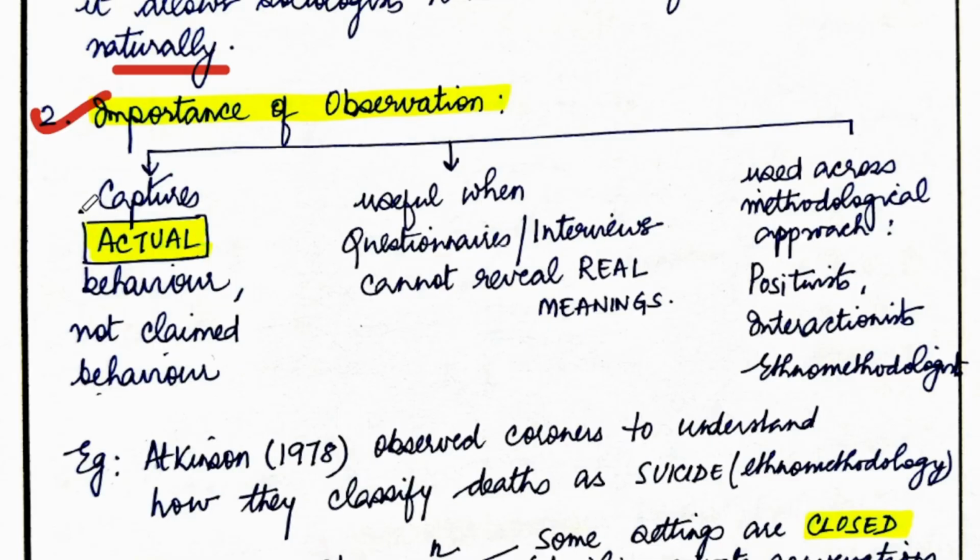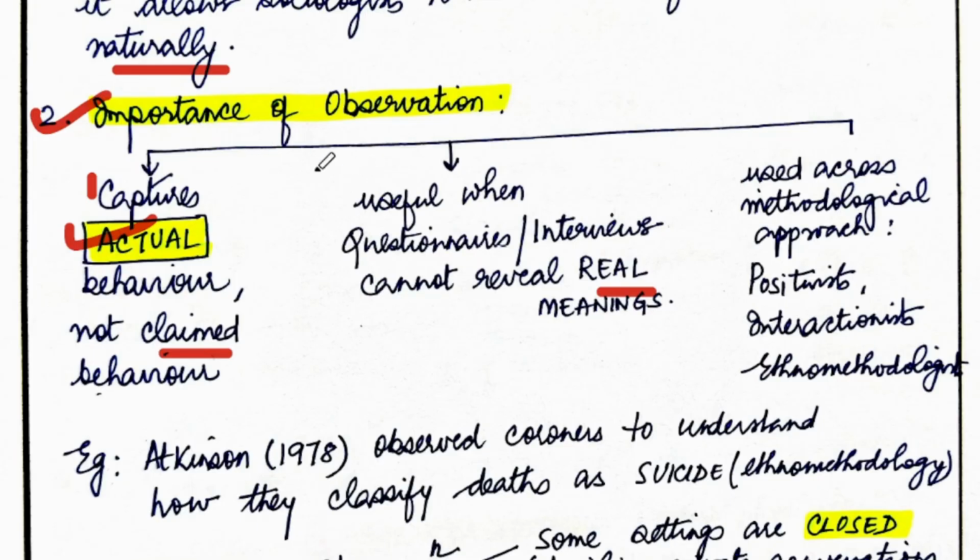First, observation helps us capture actual behavior, not just claimed behavior. Often, what people say they do and what they actually do can be different. Observation allows the researcher to witness the behavior directly in natural settings. That is number one. Number two, it is useful when questionnaires or interviews cannot reveal real meanings. People may not always be able to articulate their experiences, or they may give socially desirable answers, like we saw in desirability bias in the last lecture. But their actions, routines, and interactions often communicate meanings that words cannot fully express.